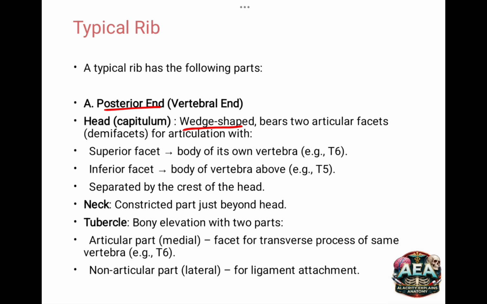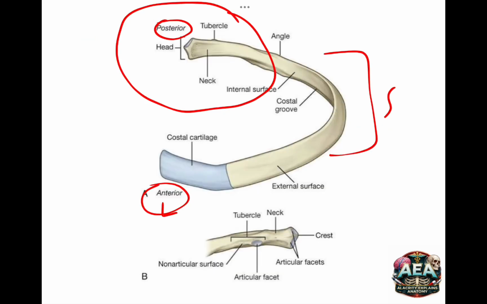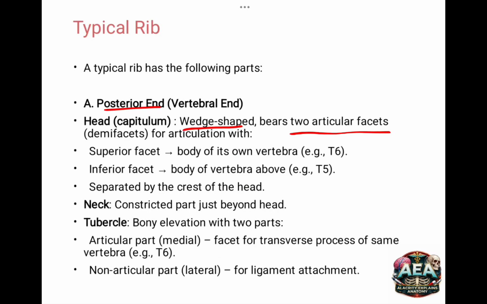It is wedge shaped and bears 2 articular facets. Take a closer look at the head. It is wedge shaped and bears articular facets, 2, one on the top, one below. There are 2 articular facets or demi-facets for articulation with the body of its own vertebrae.